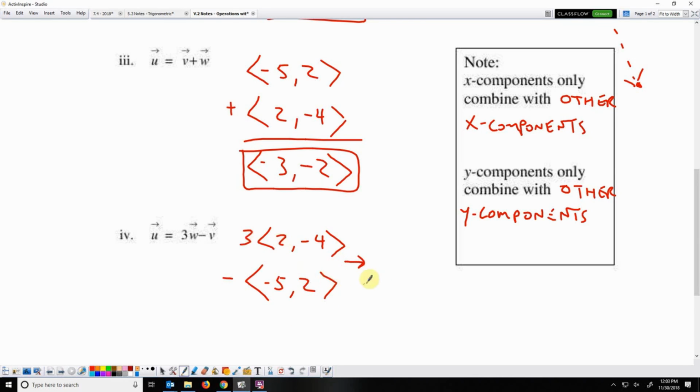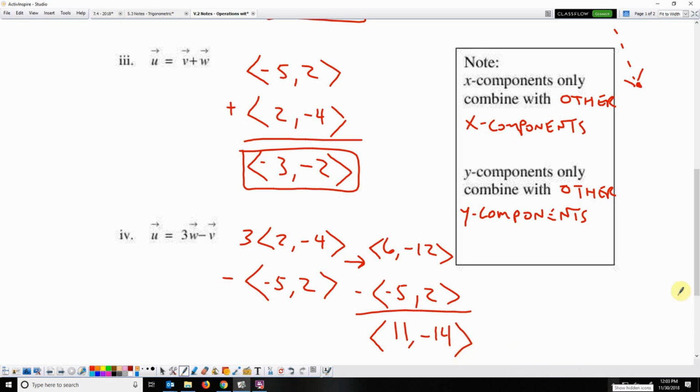So 3 times vector w is 6, -12, and from that, we are subtracting -5, 2. So we have 6 minus negative 5, which is 11. So from the tail, this vector goes right 11. And then negative 12 minus 2 is negative 14. So from the tail, it goes right 11 and down 14.